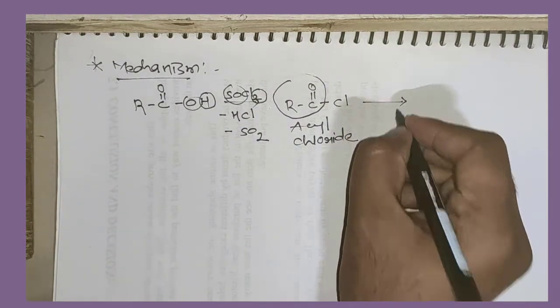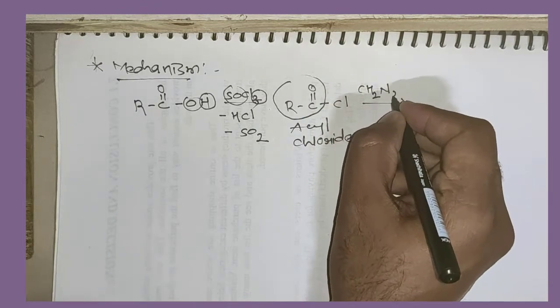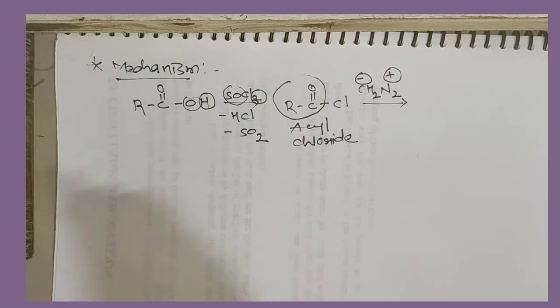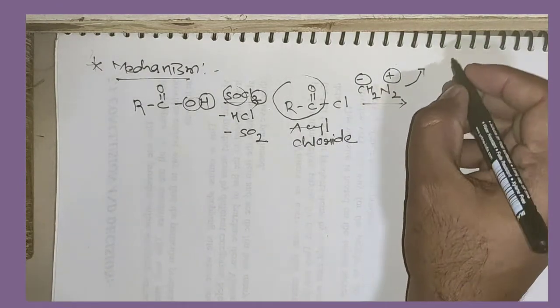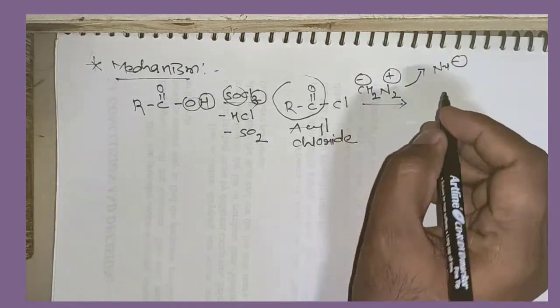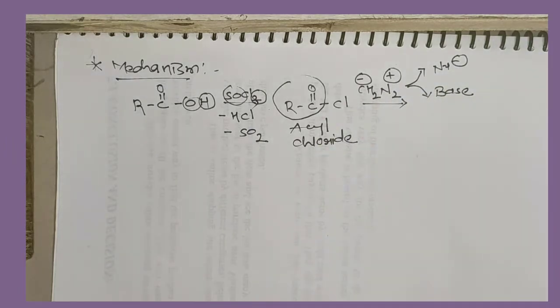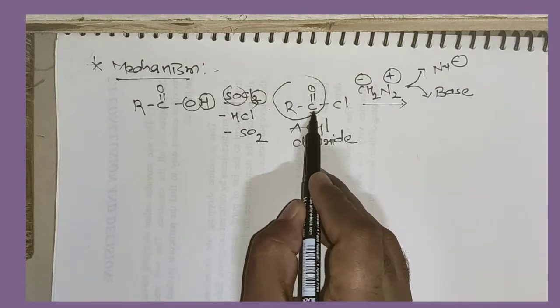Okay, now the important functionality in this reaction is diazomethane. Now there are two functions of diazomethane. First, it acts as a nucleophile, and it may also act as a base. So in this reaction, diazomethane acts as a nucleophile as well as base. So how are we going to define in which step it acts as a nucleophile or as a base? The first thing is that here the carbonyl carbon is electron deficient.